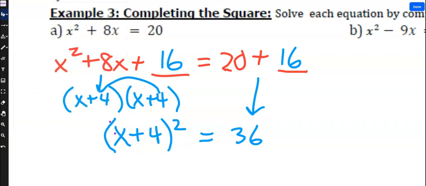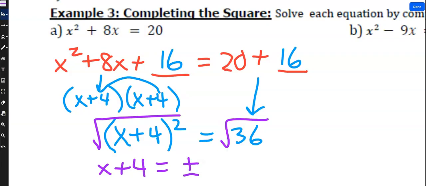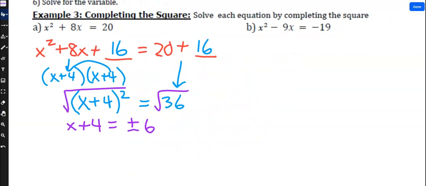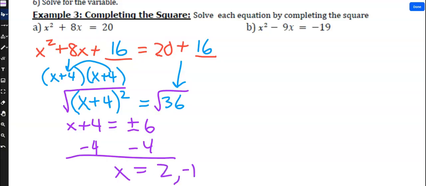And then, of course, I can take the square root of both sides, giving me x plus 4 equals plus and minus 6. And then we can subtract 4 to the other side to get my correct answer. 6 minus 4 is 2, and negative 6 minus 4 is negative 10.